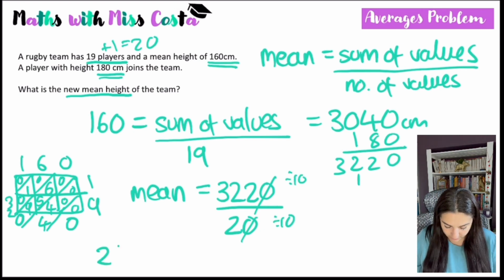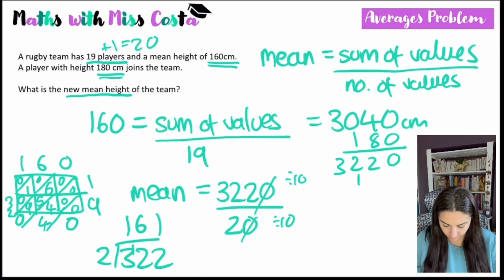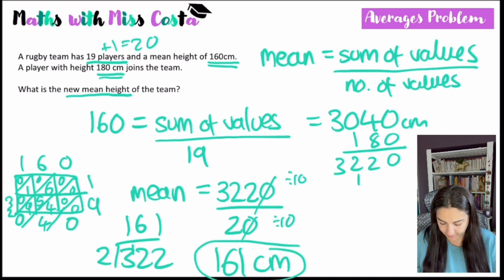So I've got 322 divided by 2. I can use the bus stop method. 2's into 3 go once, the remainder 1. 2's into 12 go 6 times, 2's into 2 go once. So the new mean height of the team must be 161 centimetres.